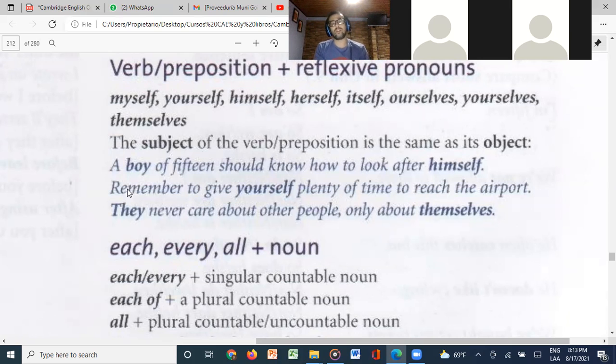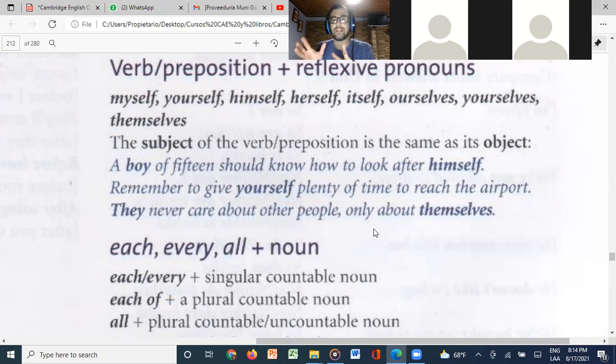Also, remember to give yourself plenty of time to reach the airport. That's talking about you. If we're talking about they, then we need to use themselves. For example, they never care about other people, only about themselves. So who is this themselves? It's they. It's very important for the subject to match the reflexive pronoun. If we're talking about a girl, then we can say herself. It's very important for us to match this.